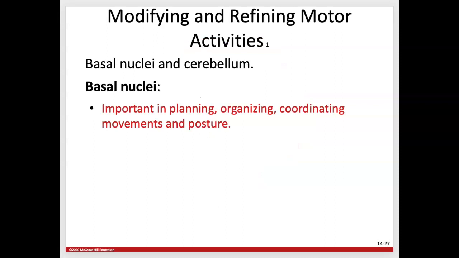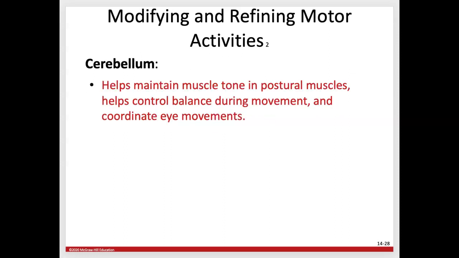Modifying and refining motor activities: the basal nuclei and the cerebellum help to control that. The basal nuclei are the part of the brain important in planning, organizing, and coordinating movements and posture. The cerebellum helps to maintain muscle tone and postural muscles, helps to control balance during movement, and coordinates our eye movements as well.